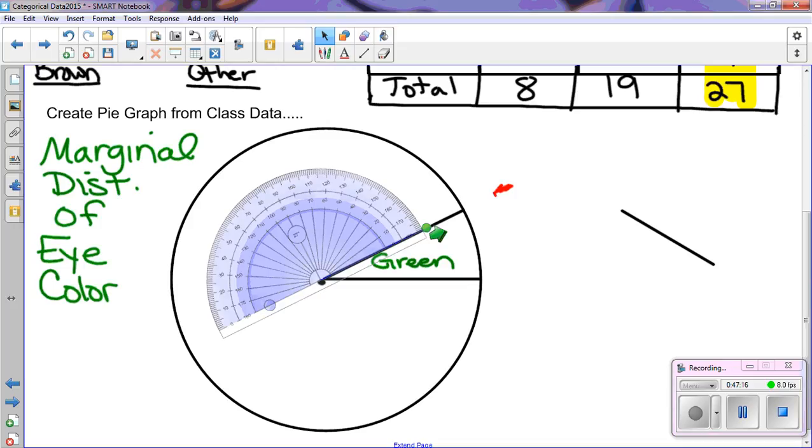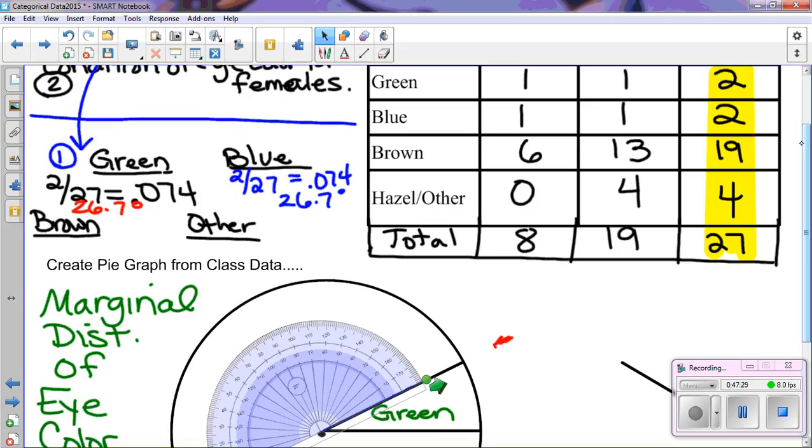There should be 4 total, right? Brown's going to be kind of hard because brown is more than half. So I might do blue, I'm sorry, hazel or other. Because if you look, 19 out of 27 is brown. That's bigger than our protractor. So do the blue instead. And then whatever's left over will be the brown.